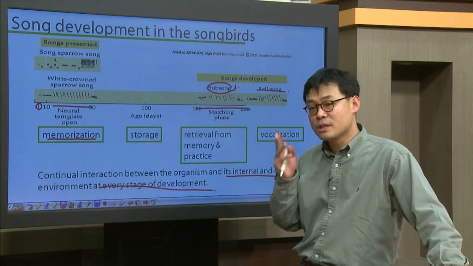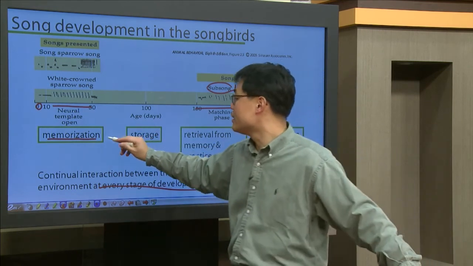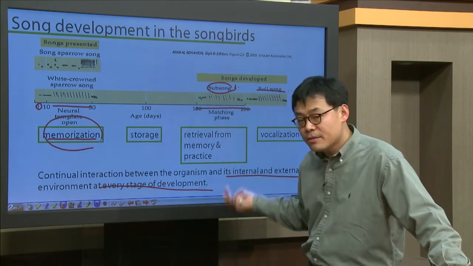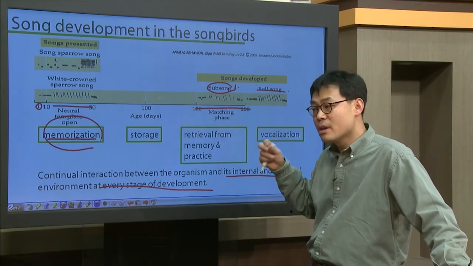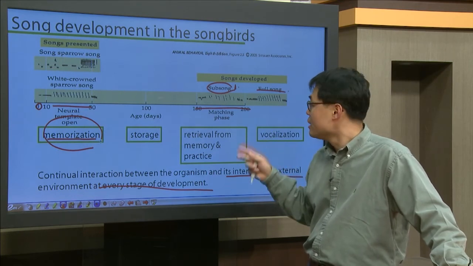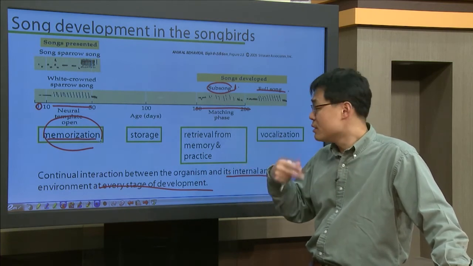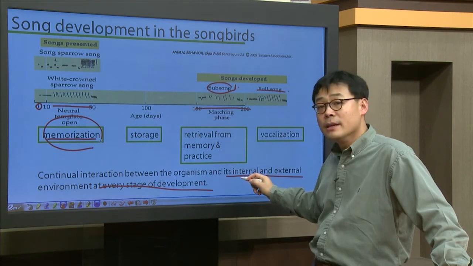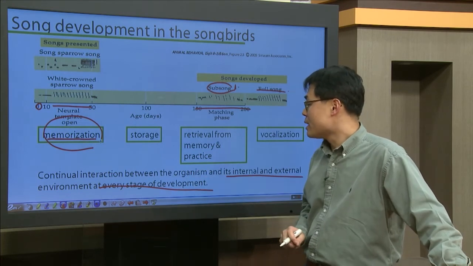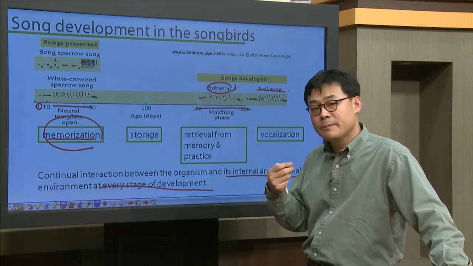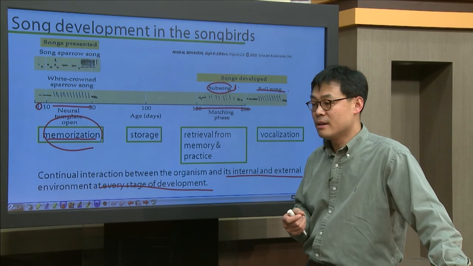Two factors, both genetics and the environment factors, they need cues. They need social learning from other males. Also, they need to practice so that what you remembered and what you just sang should be matched. So at every stage of development, you need interaction between the genes and the environment. And the song development clearly demonstrates that for proper behavioral development, you need continual interaction of both genes and environments.